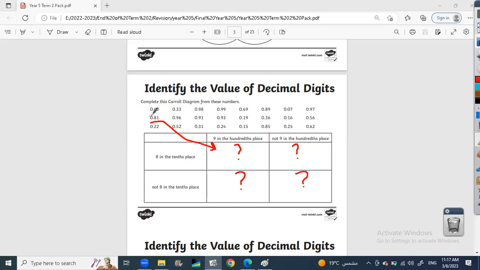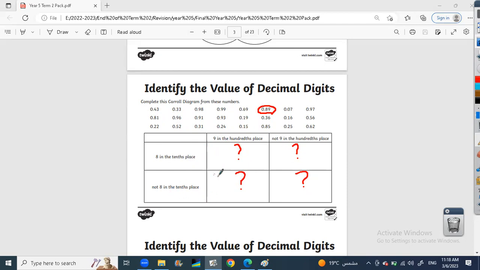But does it have 9 in the hundreds? No, so I'm not going to write this. So what am I going to write? I need 8 in the tenths, 9 in the hundreds, which is going to be, where is it? Here you go. 8 in the tenths, 9 in the hundreds. It's got to be here. All right, okay. So what is next?